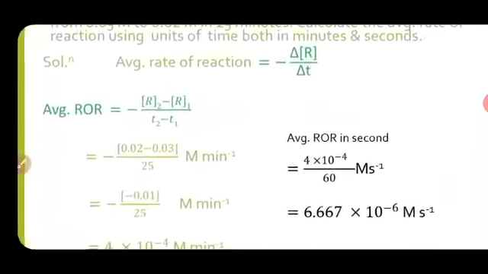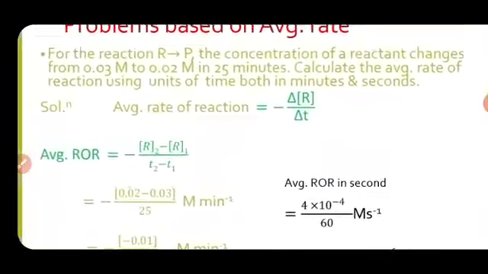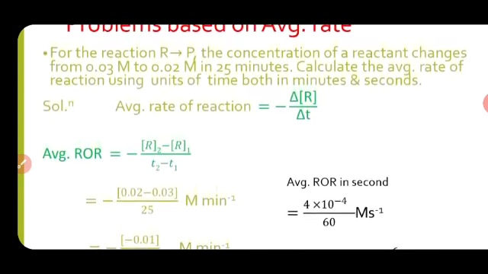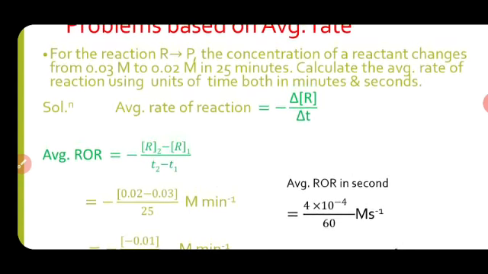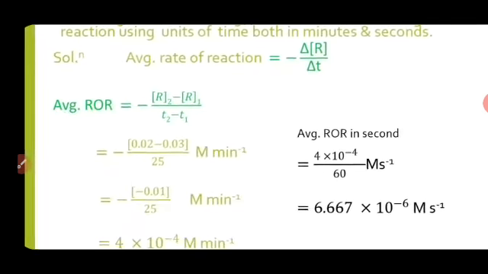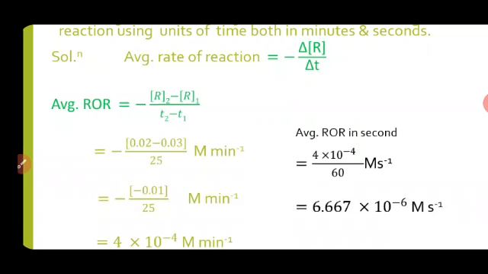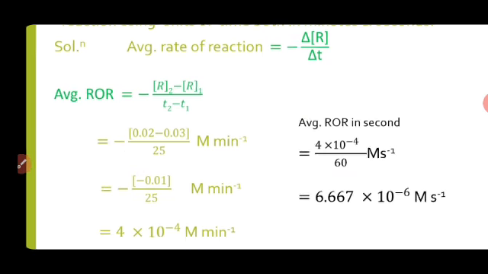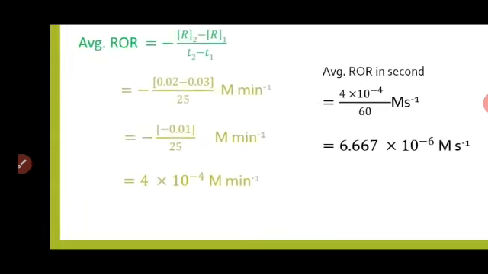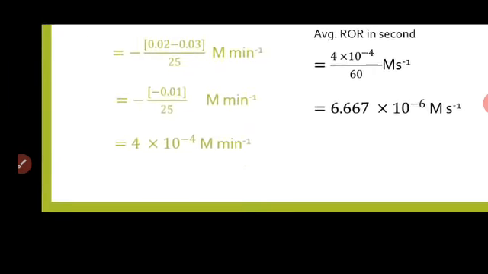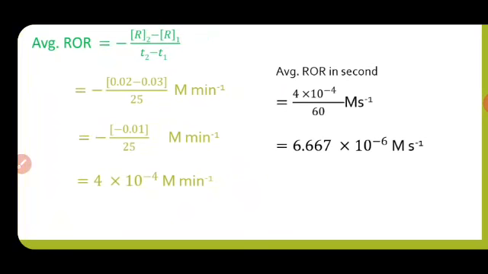So 0.02, because the concentration is reducing. So 0.03 is initial concentration and 0.02 is final concentration. So 0.02 minus 0.03 divided by 25. Now this value will come minus, and again minus sign is there. So minus minus will become plus, and the final value will come as plus. So divided by 25 we will get 4 into 10 to the power minus 4.